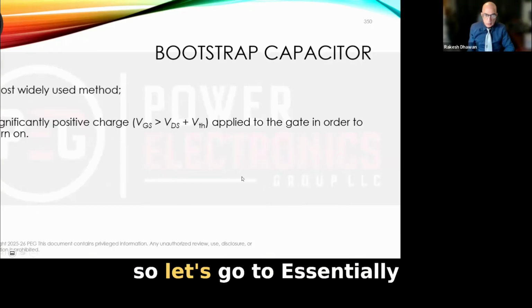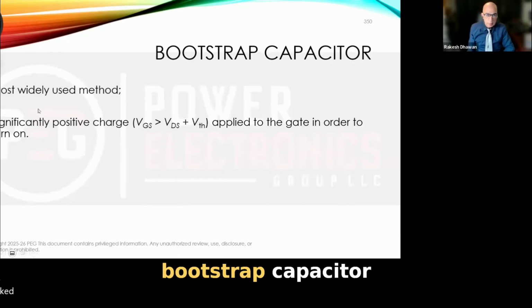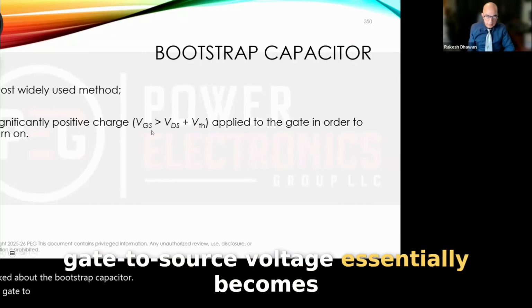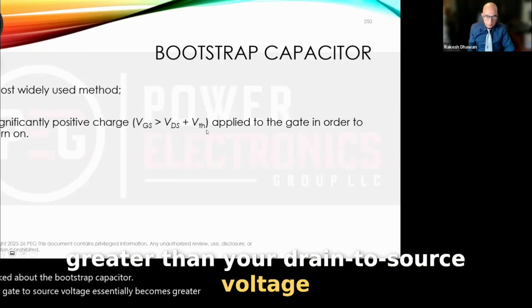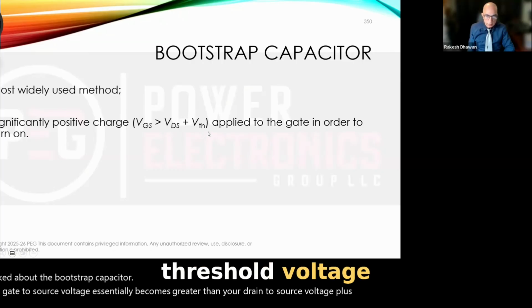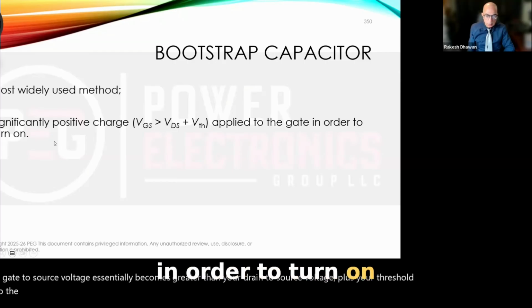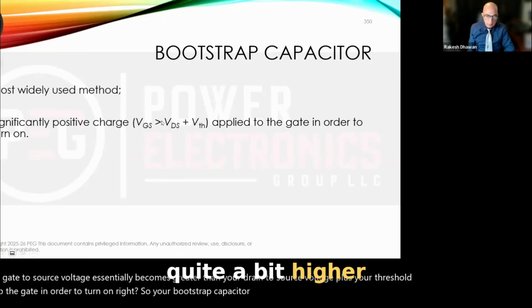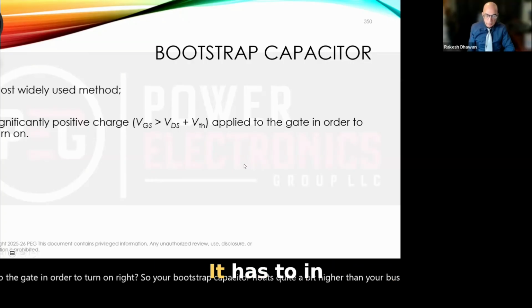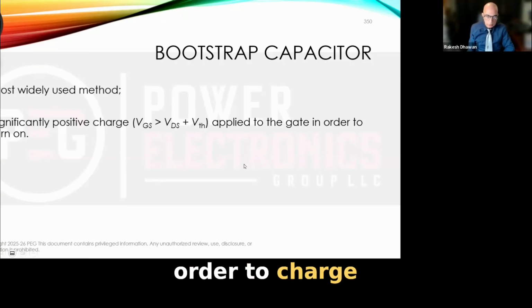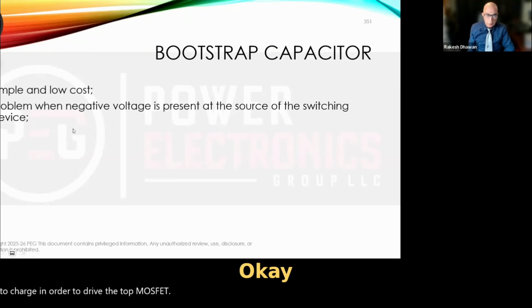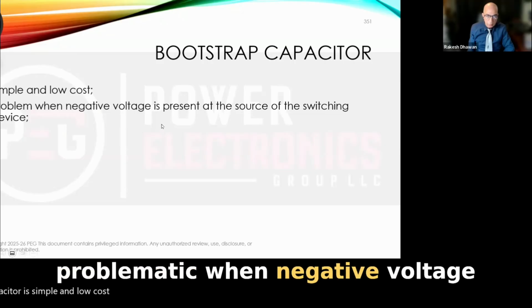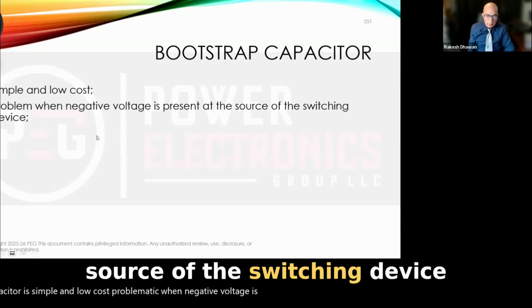Okay, so essentially, we talked about the bootstrap capacitor. So your gate to source voltage essentially becomes greater than your drain to source voltage plus your threshold voltage applied to the gate in order to turn on, right? So your bootstrap capacitor floats quite a bit higher than your bus voltage. It has to, in order to charge, in order to drive the top MOSFET. Okay, so bootstrap capacitor is simple and low cost. Problematic when negative voltage is present at the source of the switching device.